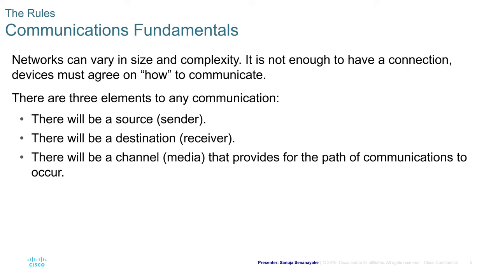So there are three elements to any type of communication, whether it's a computer network system, even humans, right? But in this particular case, we are looking at the three elements associated with network systems communications. So they are the source or the sender. There will be a destination or a receiver. And there will be a channel or a media that provides the path for communications to occur.